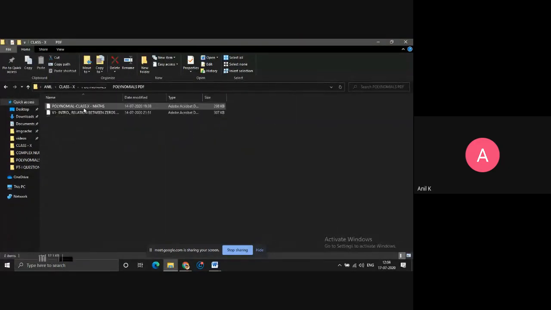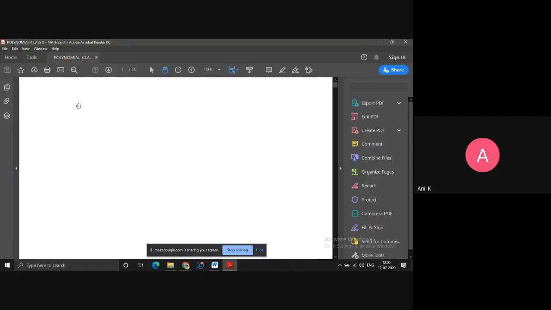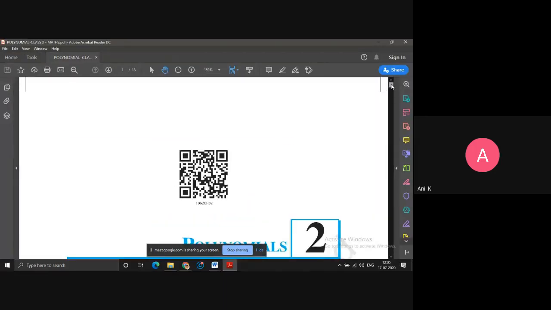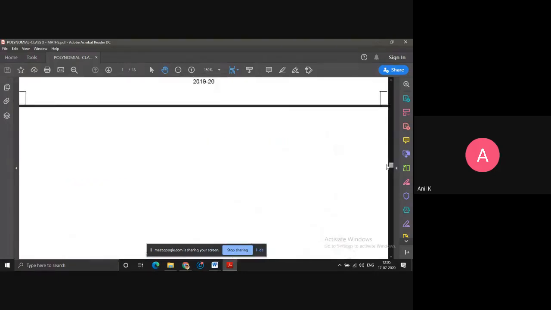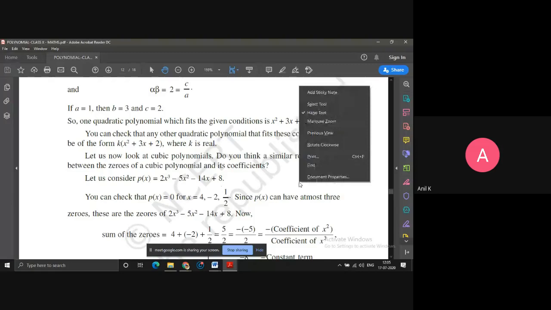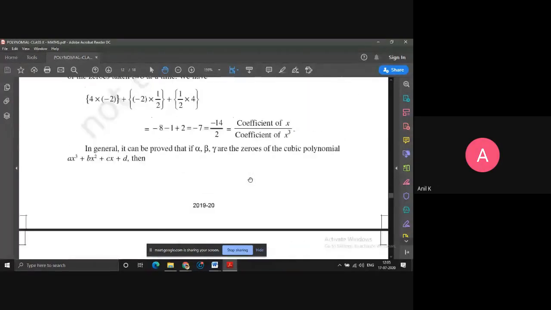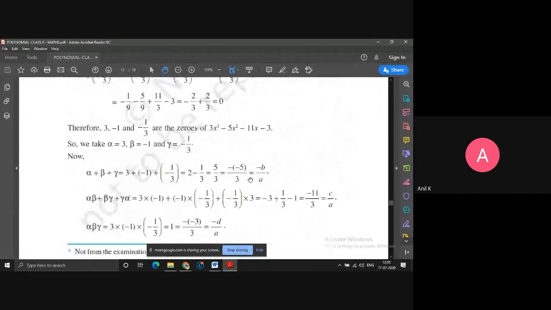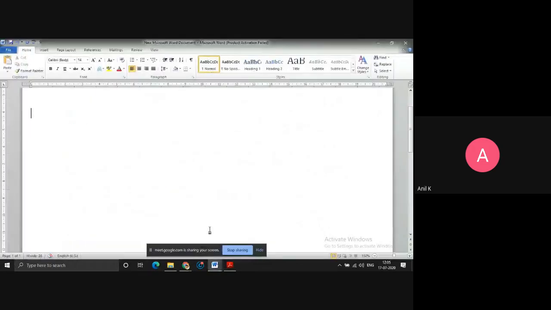Polynomials will start again. So I assume that nobody has a doubt about comparing. There will be a 3-mark question, okay? Comparing the relation between zeros and coefficients. There will definitely be a 1-mark question. Now I'll move to another type of question.